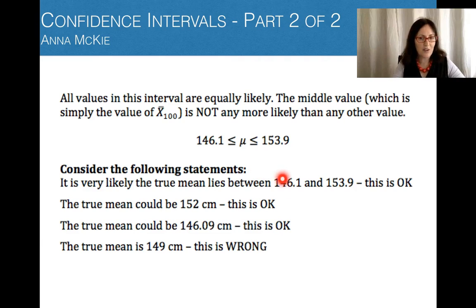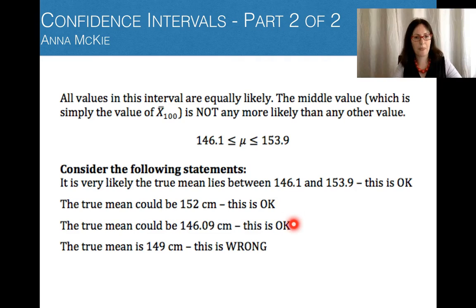So let's consider these following statements. It is very likely the true mean lies between 146.1 and 153.9 centimetres. Is that okay? Yes. So it's very likely that it's in between those. Next statement. The true mean could be 152. Think about where that is. Yes, that's within the interval. So yes, it could be.